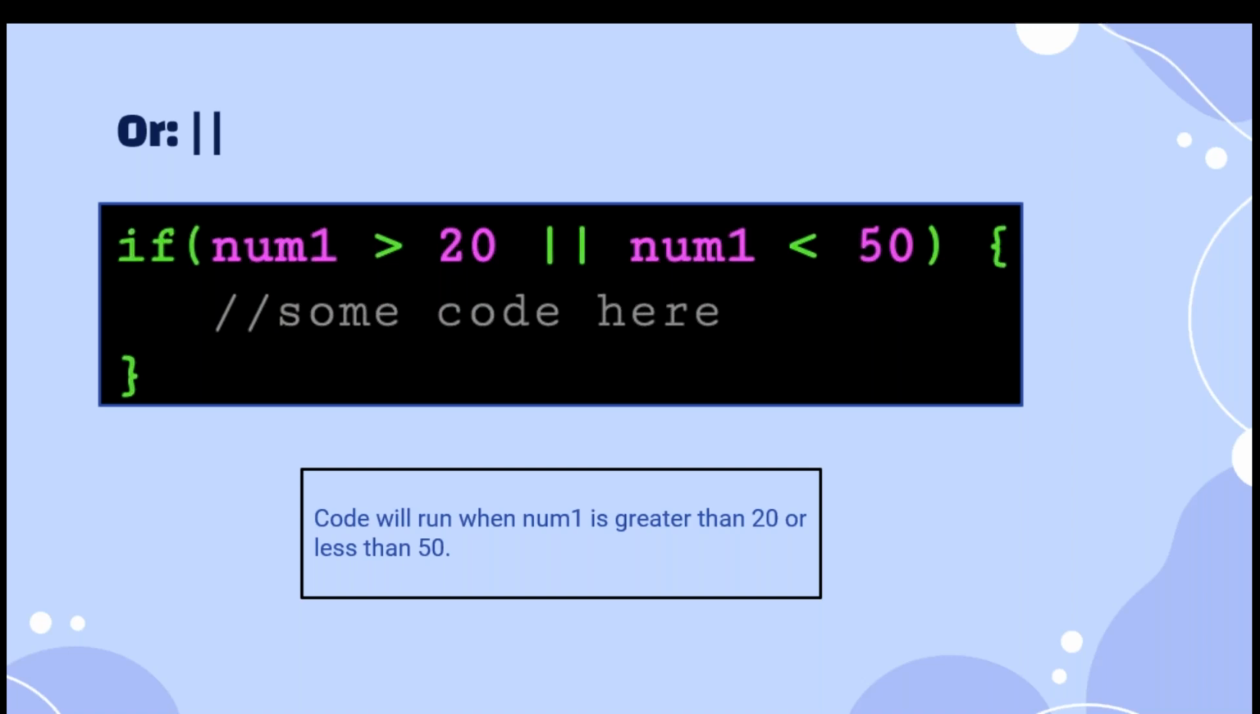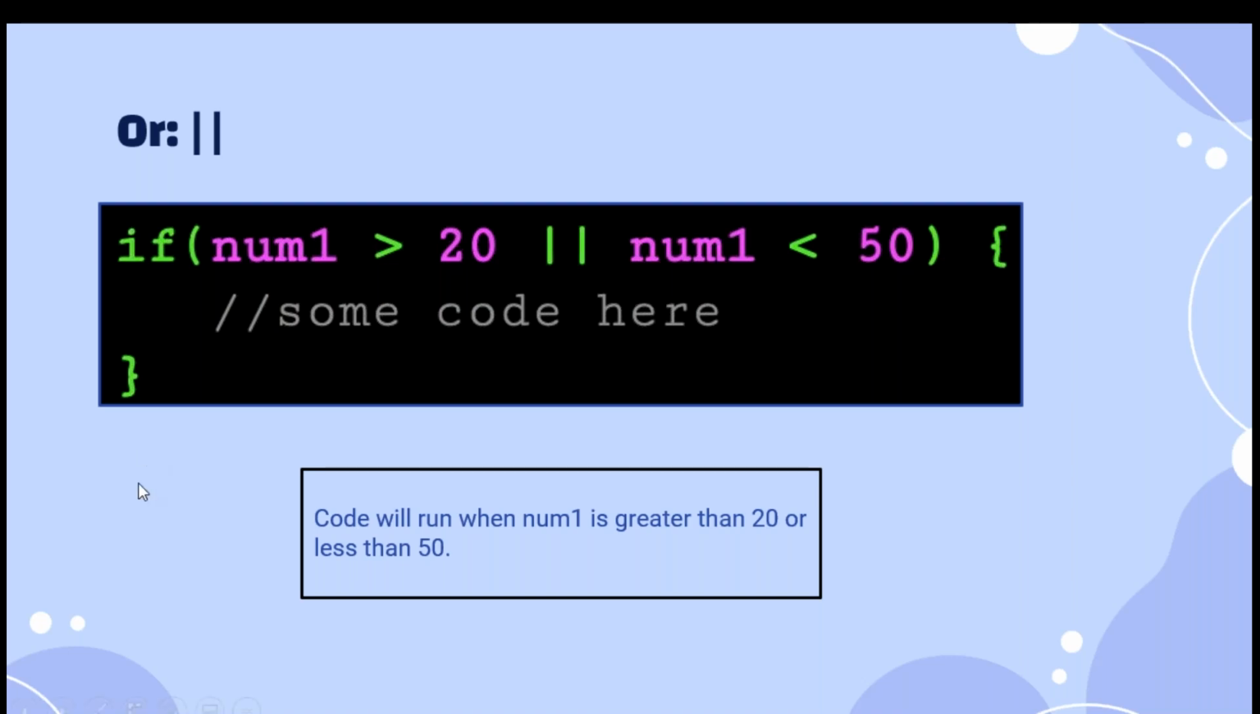If we have the if condition that if num1 is greater than 20 or num1 is less than 50, the code will run when this is true. If we had the number 100, in this case 100 would work because it meets at least one of the criteria. It's not less than 50, but it is indeed greater than 20, so our code will work. 30 will also work here. So anything greater than 20 or anything less than 50 will work.